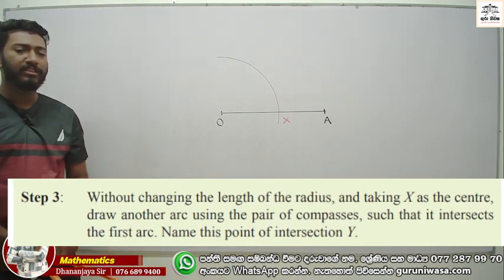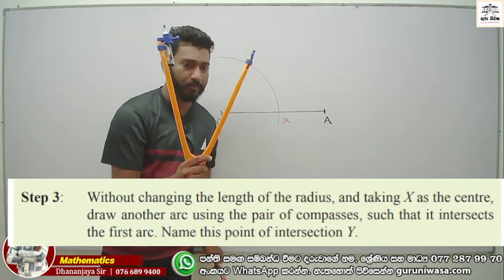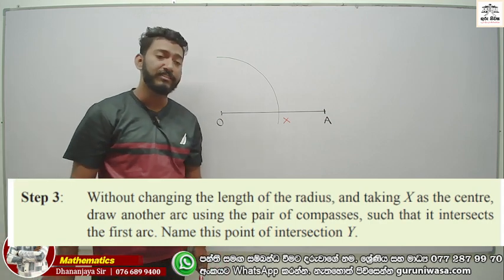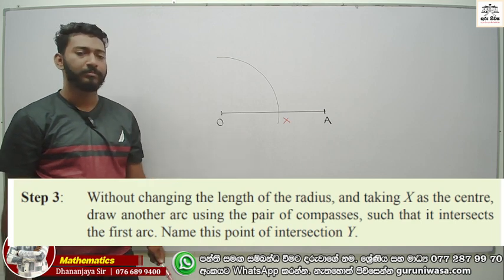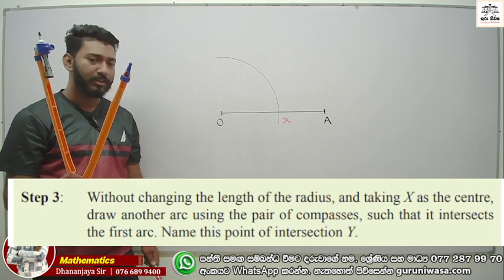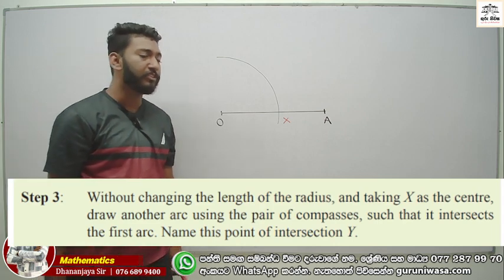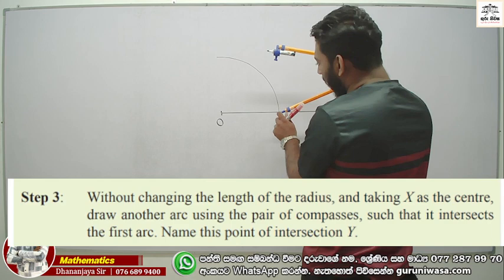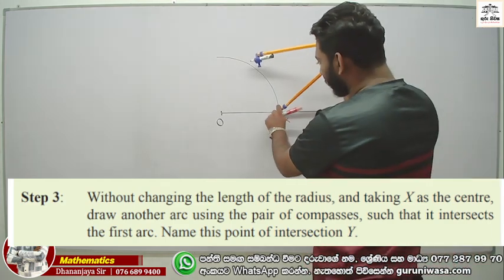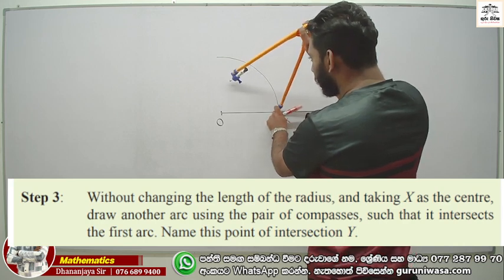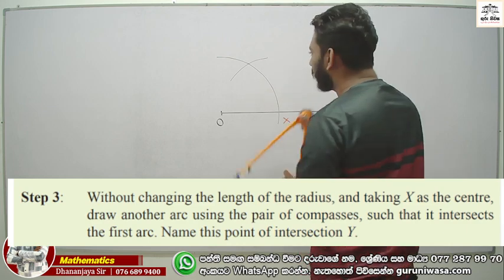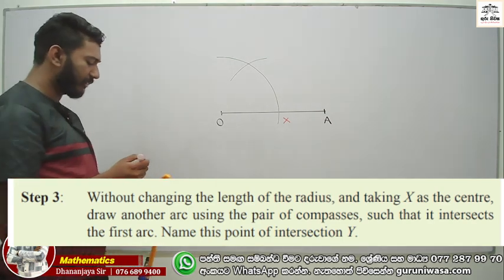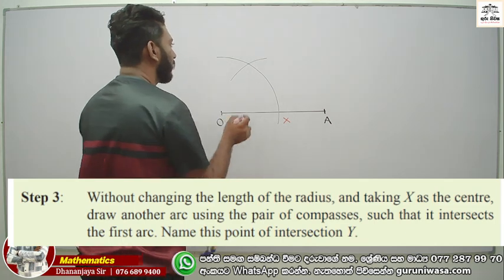Now, without changing the length of the radius, you can't change it. Same. Right? Now, taking X as a center, draw another arc using your compass such that it intersects the first arc. This is the first arc. Now I'm going to place the compass on X as a center and draw the arc like this. Now my intersection point is here. Now I'm going to name it Y. Now this is Y.